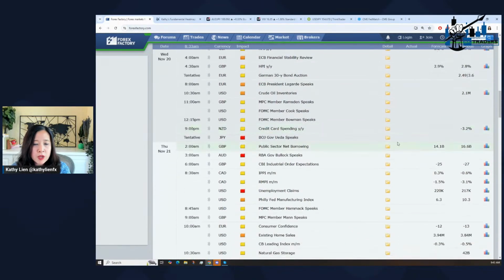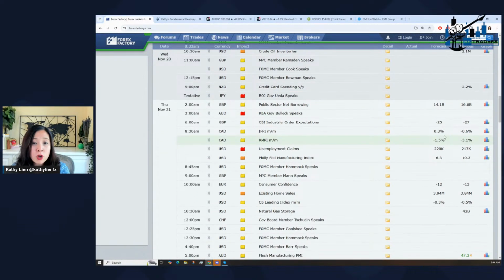What else? We have BOJ Ueda speaking. That'll be interesting to see whether he talks about raising interest rates or not. On Thursday, we have the only pieces of meaningful U.S. data, which is the Philly Fed Index. I think it's going to be stronger because the Empire State Survey just shot through the roof last week.